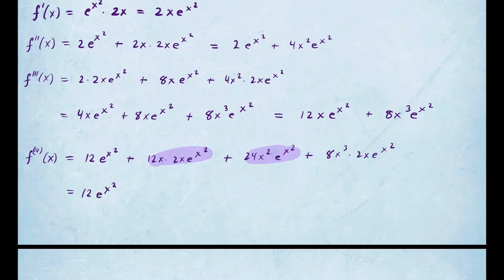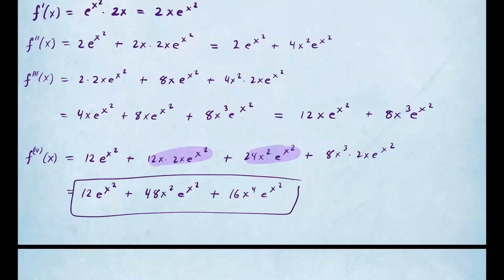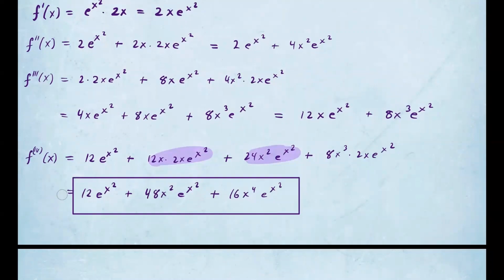That's our first term. Plus 12 times 2, that's 24x squared. And then we have another 24x squared. That's 48x squared e to the x squared. Plus the last term, so that's just 16x to the fourth e to the x squared. All right, so we have successfully computed our fourth derivative. So this is the one we need to focus on.